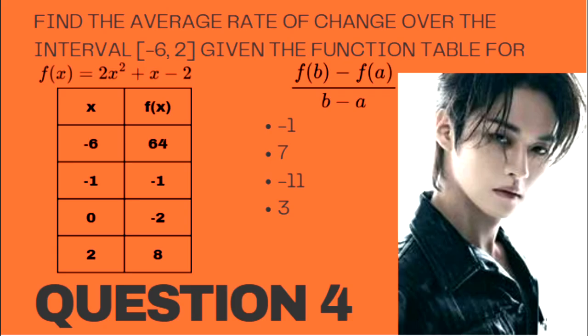Okay, here's question 4. That's all you. Find the average rate of change over the interval negative 6, 2, given the function table for f of x is equal to 2x squared plus x minus 2. So here's the table. It gives us all of this information already, and it wants to know which one of these is the correct answer. So we're dealing with this coordinate point because it tells us that right there at negative 6, and we're dealing with this coordinate point. So it wants the average rate of change over the whole thing.